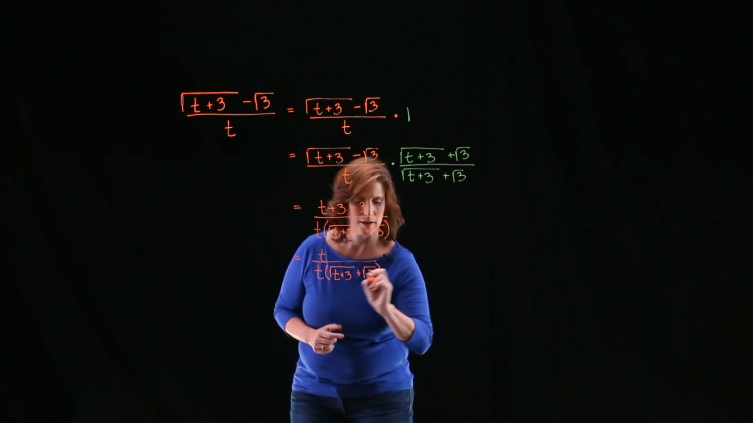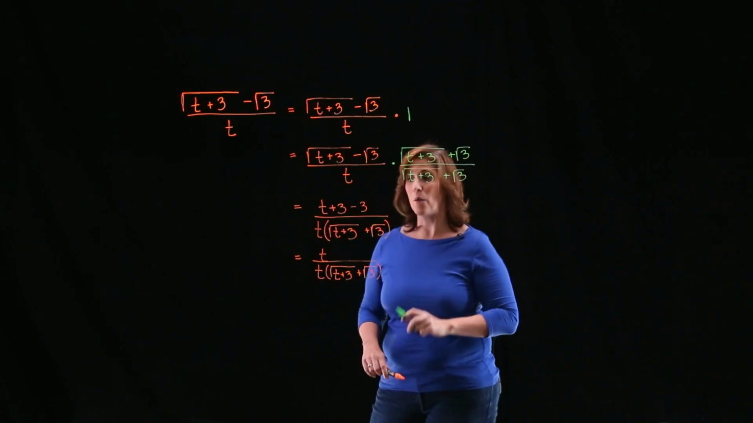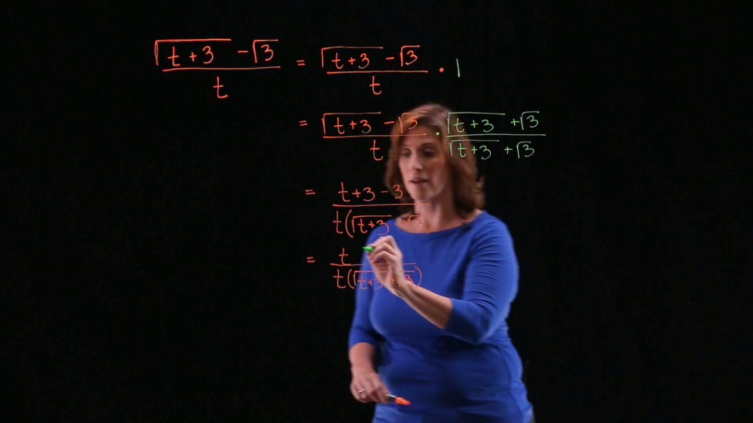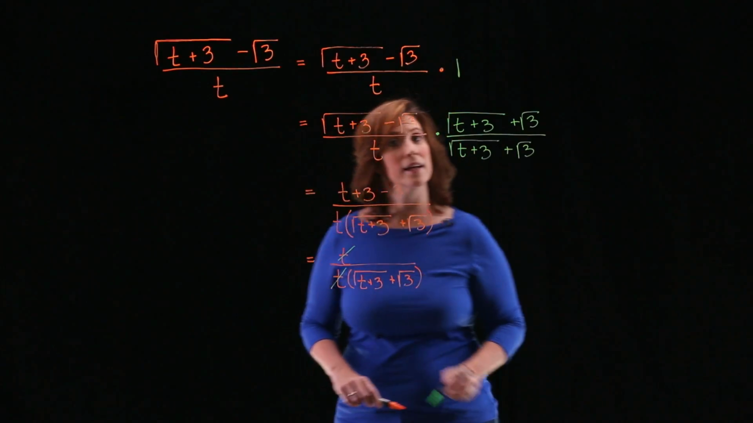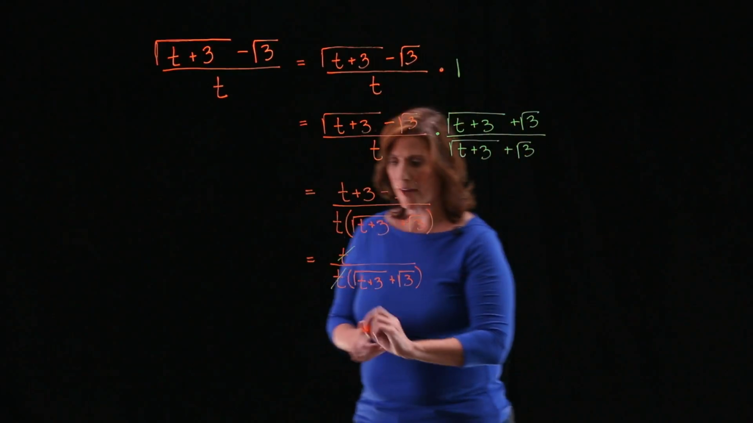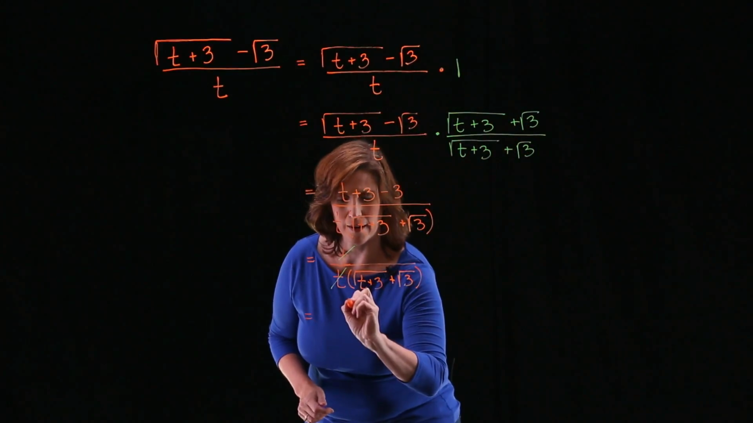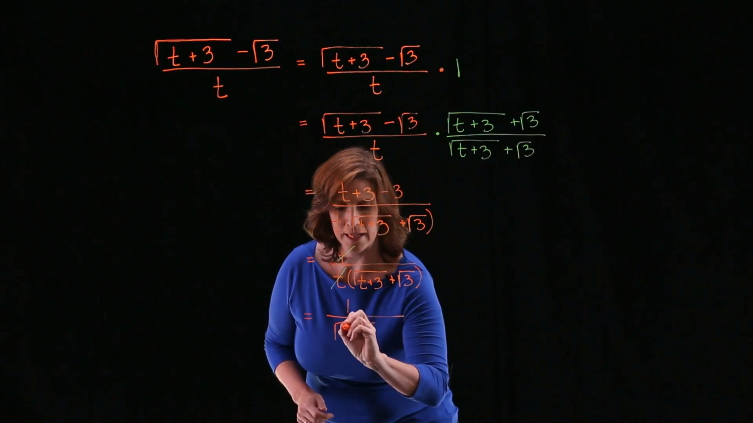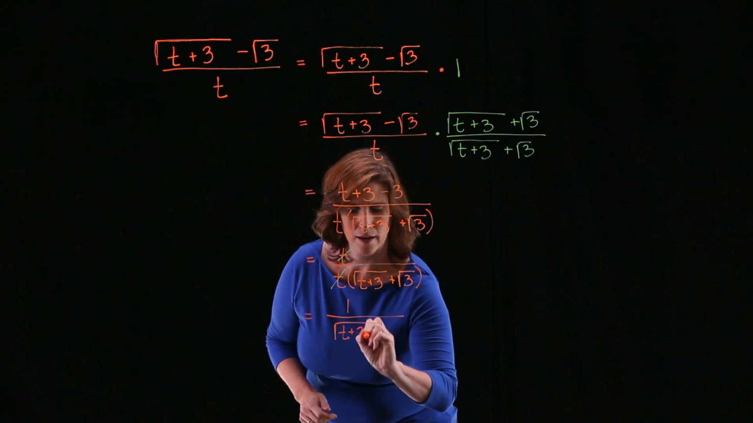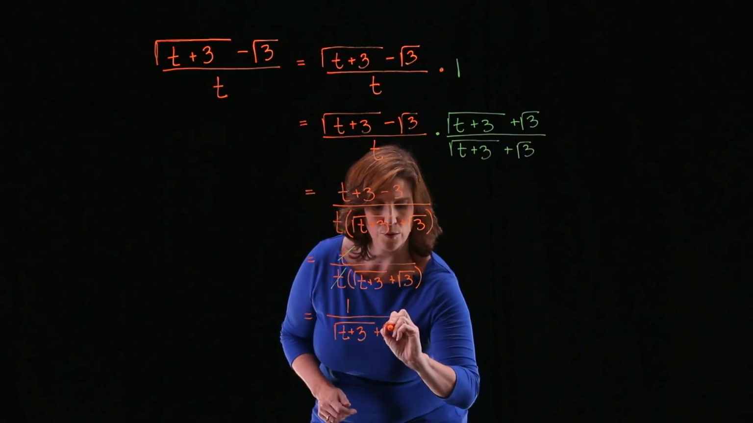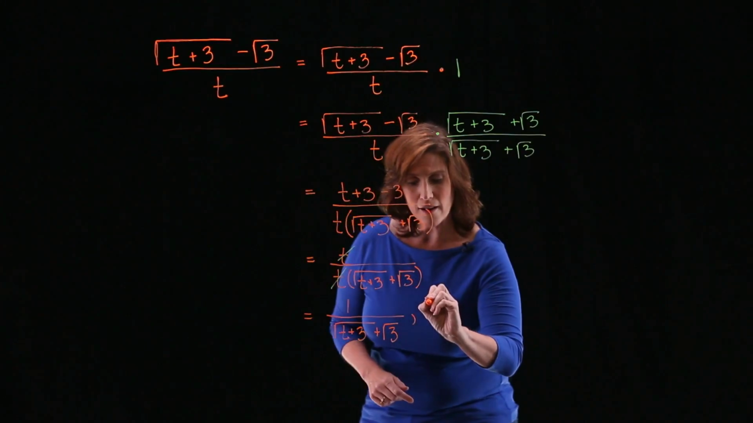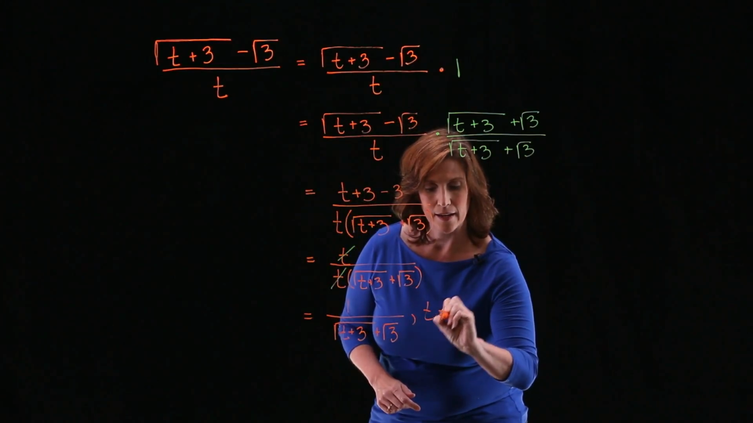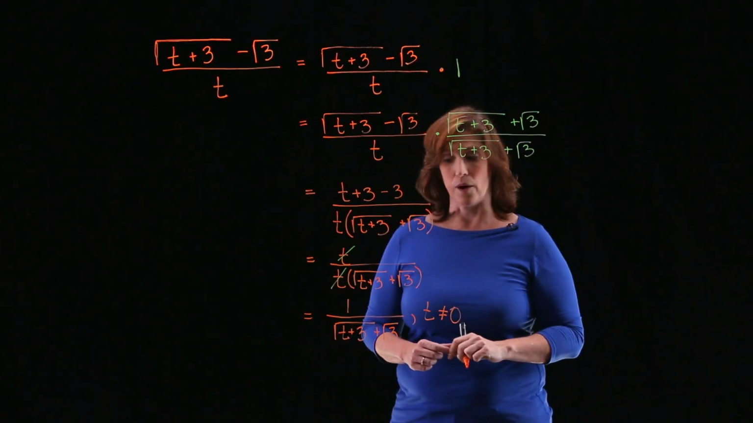Now you can see why I wanted to keep that denominator factored, because I can cancel the t's. And I'm left with 1 divided by the square root of t plus 3 plus the square root of 3, as long as t does not equal 0.